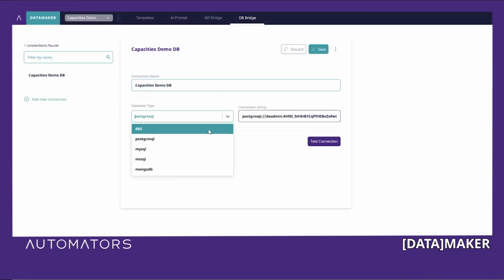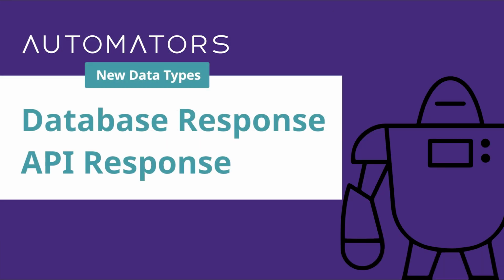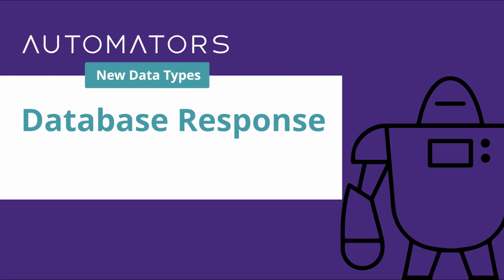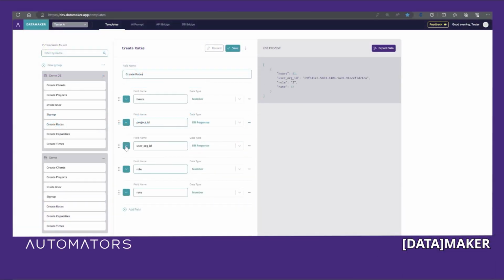The database bridge serves a similar function, but caters to various database types. You can select your database type, input the necessary connection string, and utilize a built-in test connection functionality to ensure everything functions as expected. Accompanying these bridges, we introduce two new data types. Firstly, the database response. You can select a database connection from a drop-down menu, specify an SQL query to retrieve specific data points, and define query specifications, making it useful when certain data points, such as organization IDs, need to be set in the system before making subsequent calls.